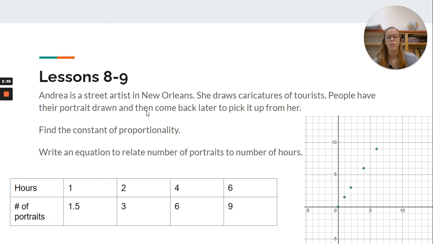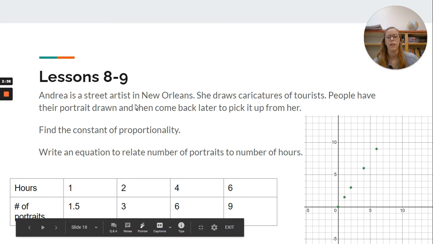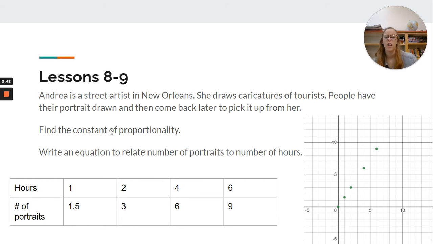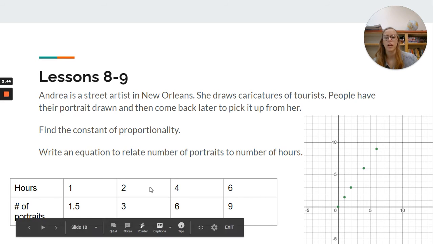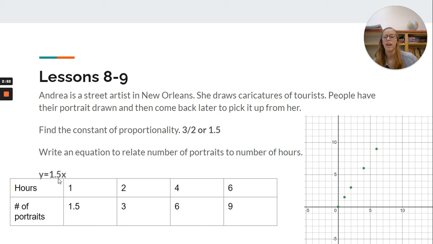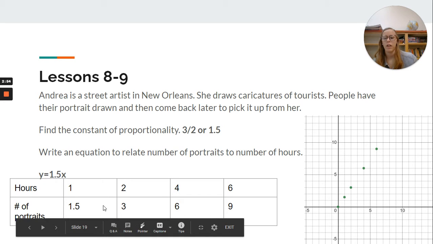Lessons 8 and 9, we looked at graphs and tables. So Andrea is a street artist. She does caricatures, which are cartoon pictures. Find the constant of proportionality first, which is going to be 1.5 or 3 over 2. And then the equation we can write is y equals 1.5 times x, where x is the hours and y is the number of portraits.